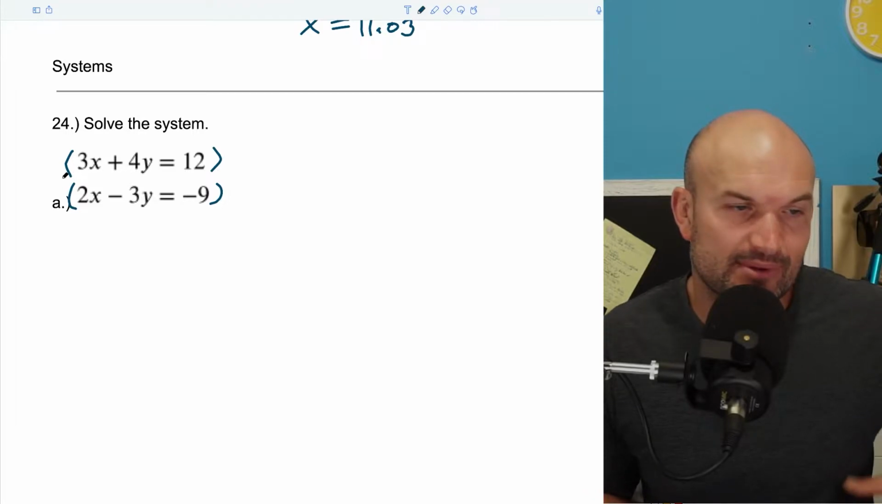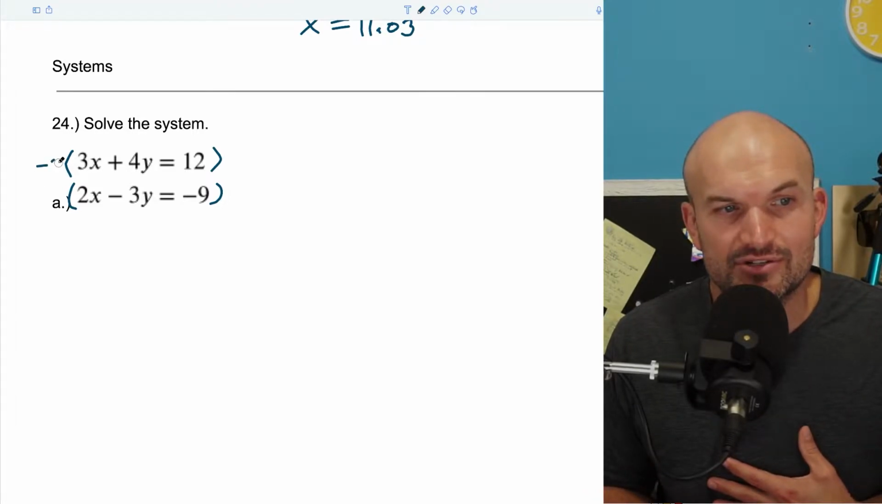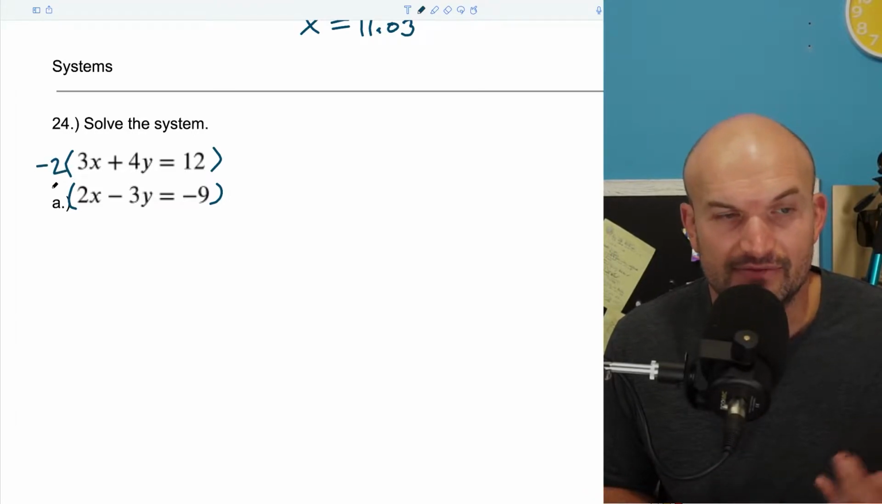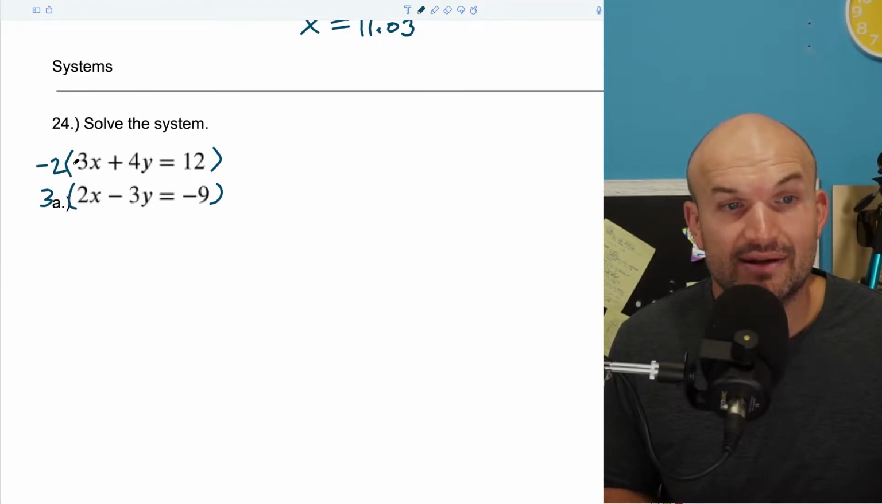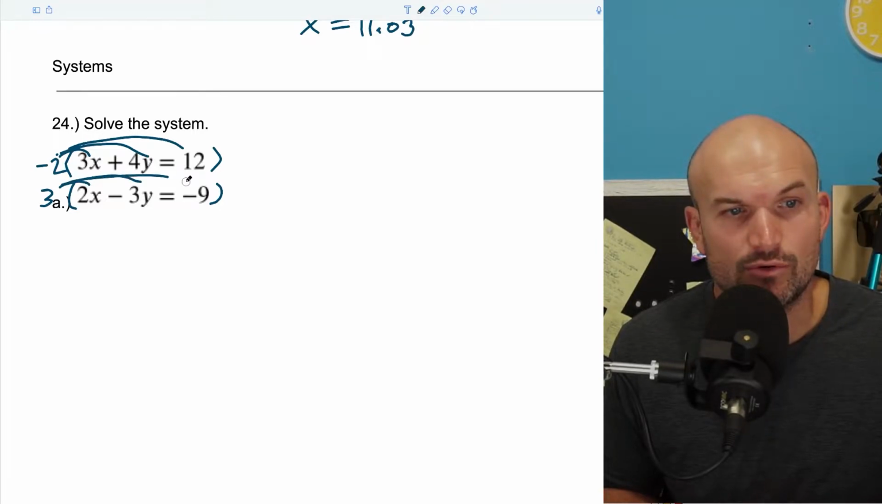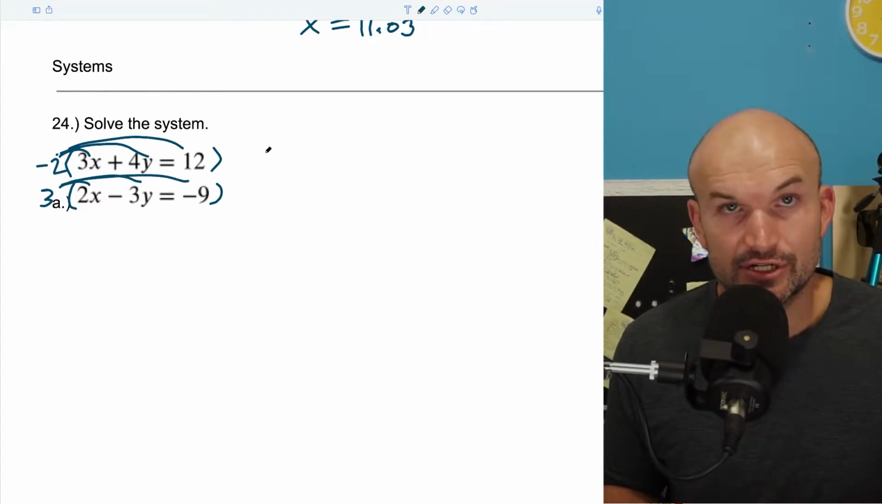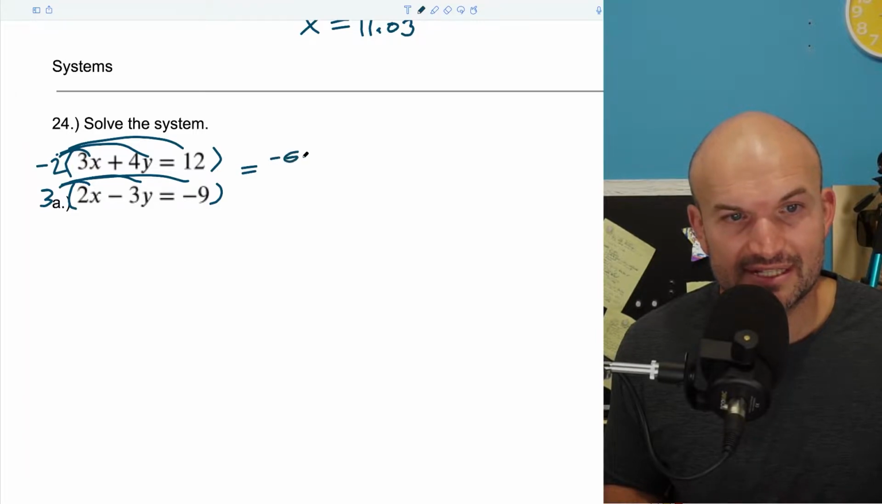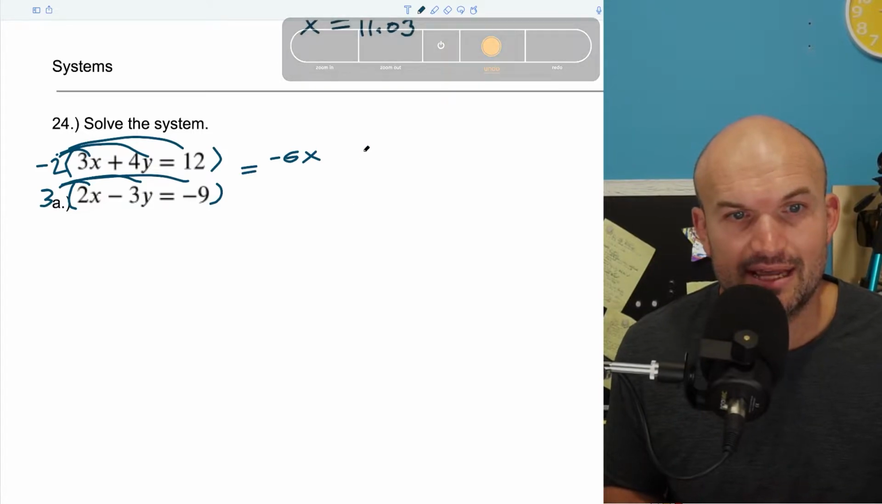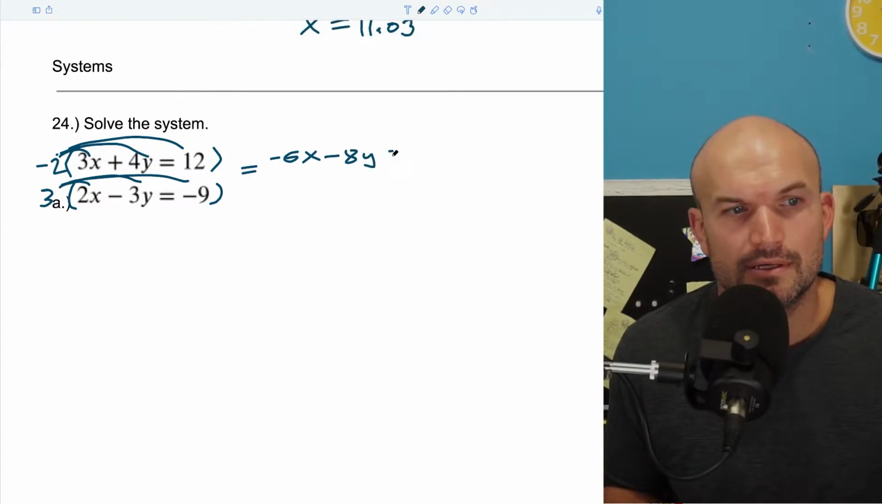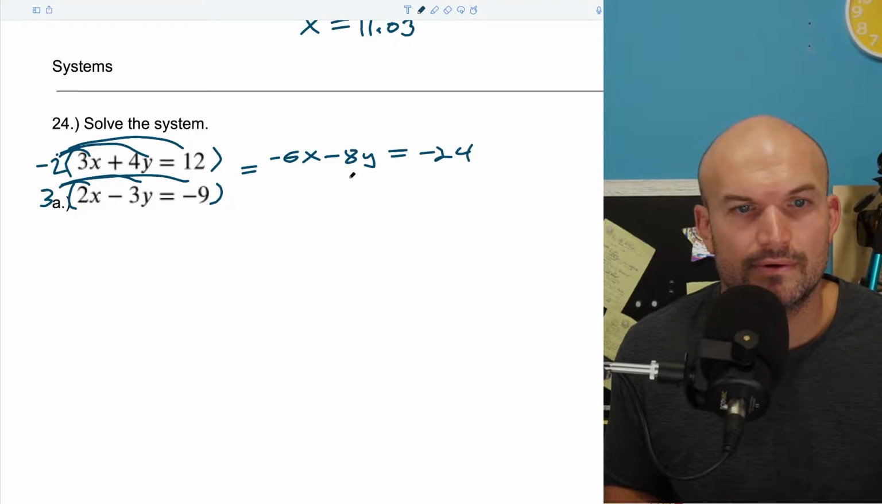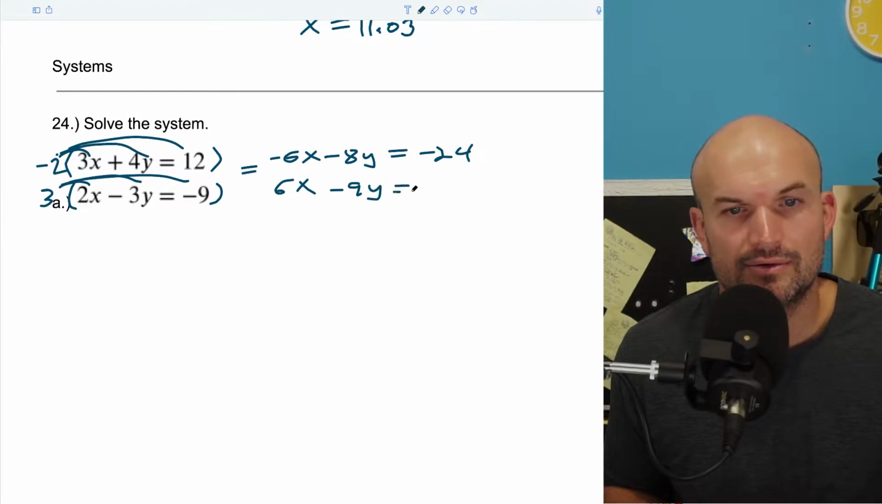But since I want one to be positive, one to be negative, I'm going to make one of my scalars negative, and I'll make the top one a -2. And then I'll multiply the other by 3. So now I need to multiply everything times everything, because you have to produce what we call equivalent equations. All right. So now let's get a new system. My new system is -6x, or that's actually not plus, that's going to be -8y equals -24. And then over here, I'm going to have a positive 6x minus 9y equals -27.